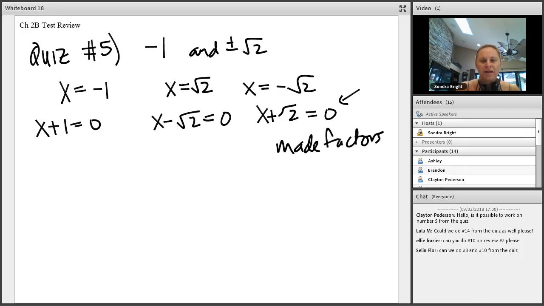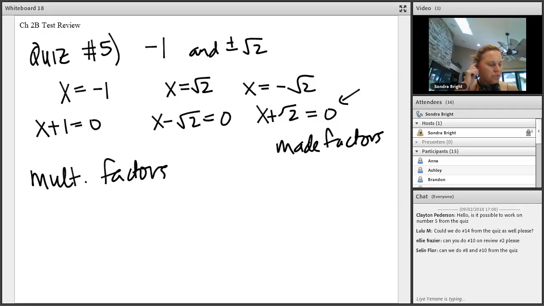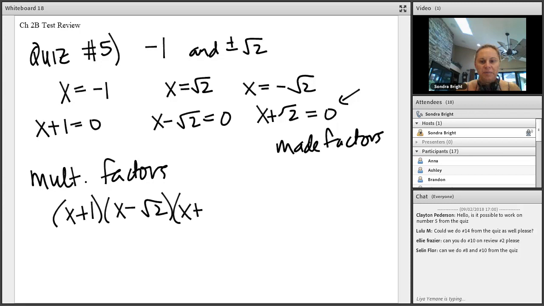What we just did was we made factors, and then we multiply the factors. So that's what we were looking for, to use the 3 roots to make 3 factors and then multiply. And so you would get it by doing x plus 1 and x minus rad2 and times x plus rad2. And those are all set equal to 0.